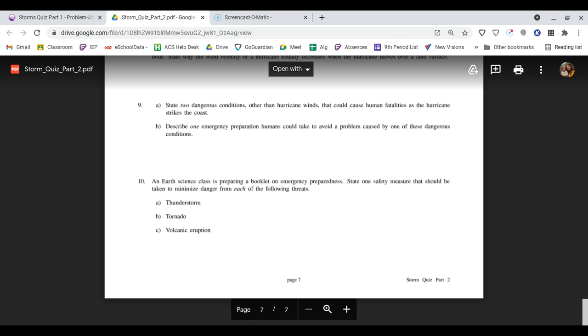Number 10, an earth science class is preparing a booklet on emergency preparedness. State one safety measure that should be taken to minimize danger from each of the following threats. What could we do if there is a thunderstorm coming? What could we do if there is a tornado coming or a volcanic eruption? State one thing that each one of us could do or our families could do to prepare for those disasters.